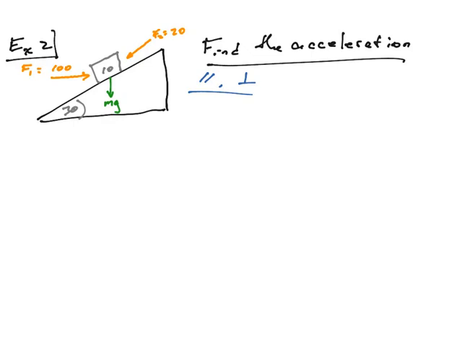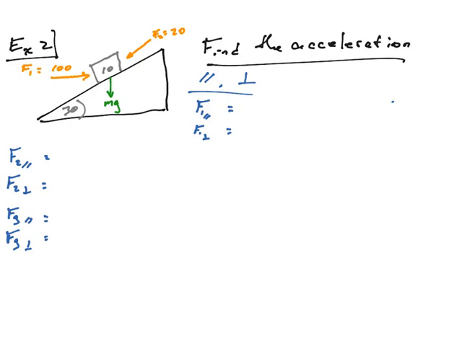Next, for every force, you need a parallel and perpendicular component. So that means for F1, I better have a parallel and a perpendicular. For F2, parallel and perpendicular. And for gravity, parallel and perpendicular. All right, so let's go through. F1, is that already parallel or perpendicular? No, it's not. Actually, it points in the x direction.